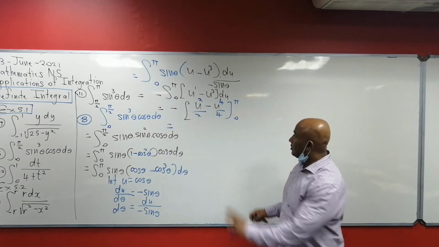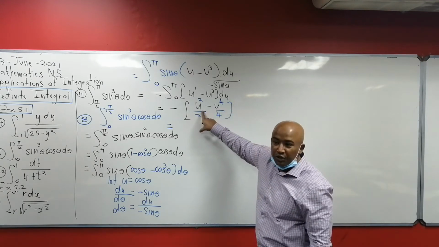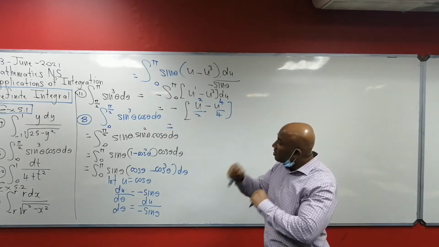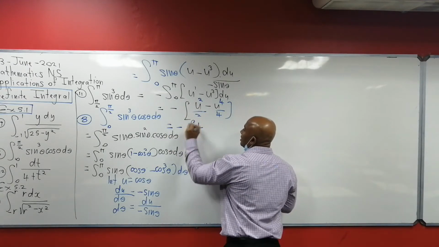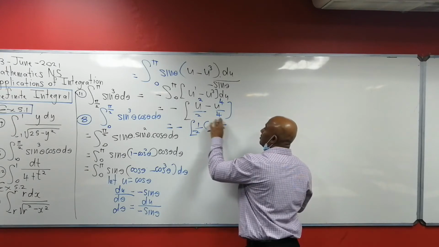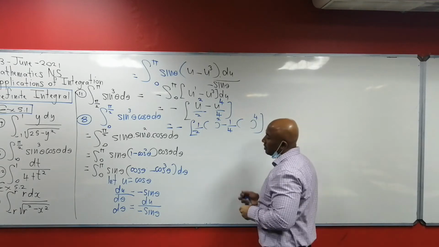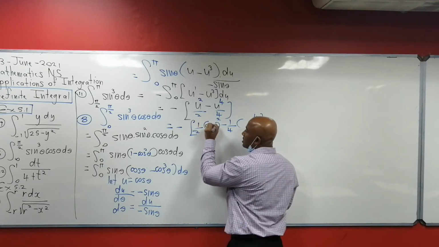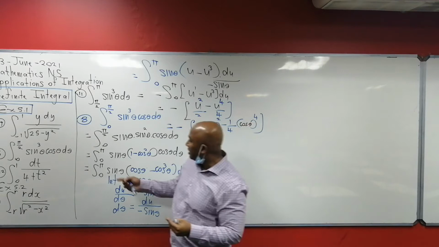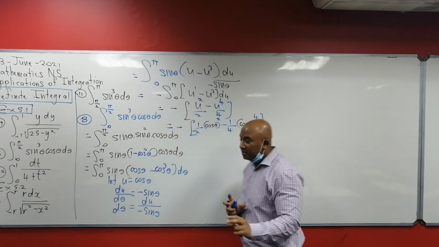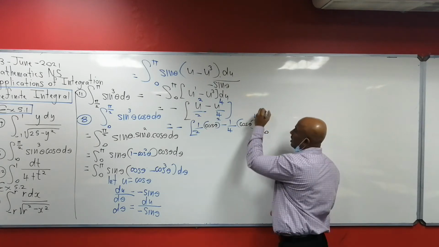Now, I'm not supposed to put the pi and 0 here because this is still u. It's not in terms of x. So let me substitute back. So what was u? My u was cos theta. Now I'm back in terms of theta because the problem was given to me in terms of theta. So I'm substituting directly into theta, so it's 0 and pi over 2.